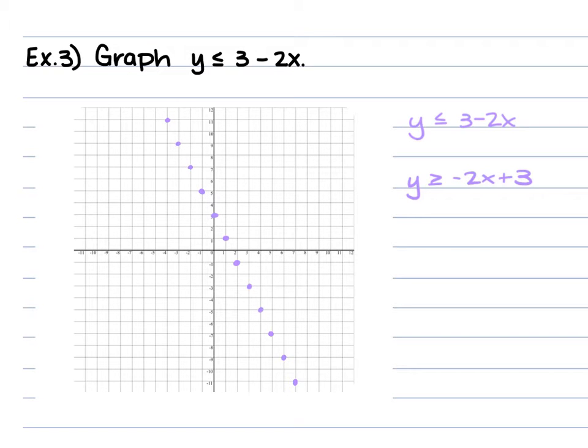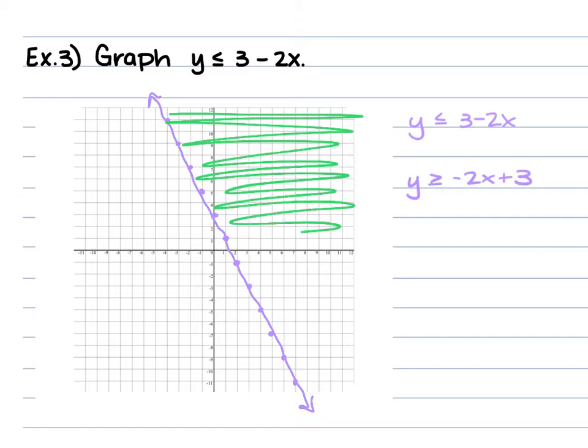And draw your line through the points. So we are going to have a line that goes like this. And then y is greater than, so we will shade above that line. So anything above that line gets shaded.